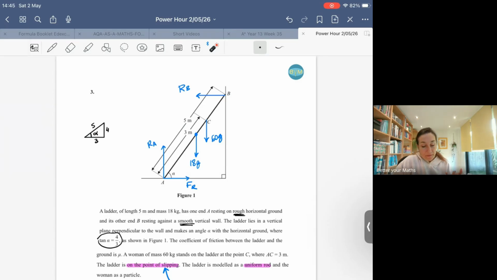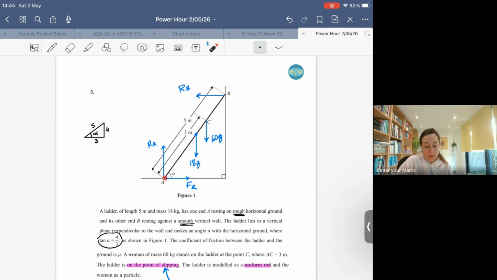Now, you can take moments about any point. My recommendation is that you take moments about A. You can take moments about any other point, but if you take moments about A, I know you will say, friction is not in my equation, and it's precisely the one that I want to find. Fine. But you know the friction is going to be equal to RB. So if we find RB, we already know the friction.